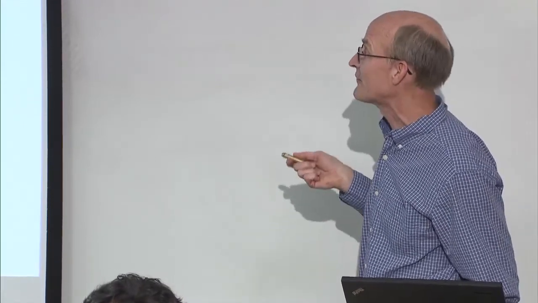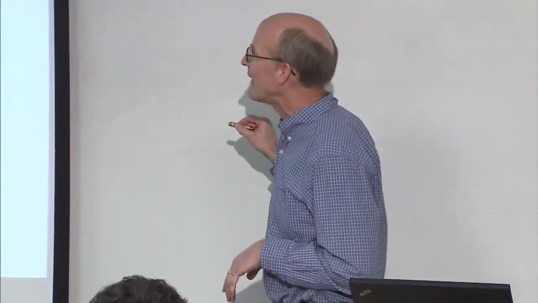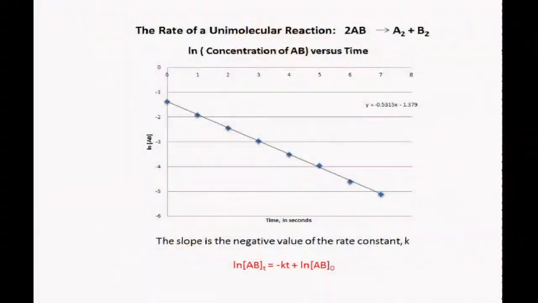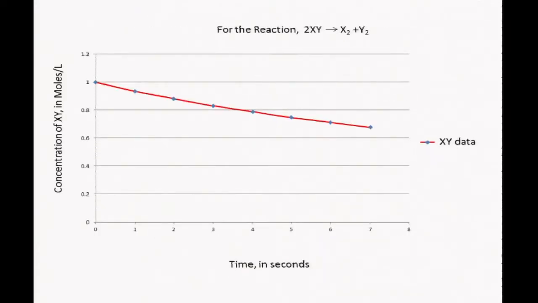So for that reaction, we discovered it was a unimolecular reaction because when we plotted the natural log of the concentration of AB versus time in seconds, we got a straight line, which fits the slope-intercept formula. What if we do another reaction? It happens to have the same form, 2XY going to X2 plus Y2. I just changed the name, the identity of the compound, so you can see the difference.